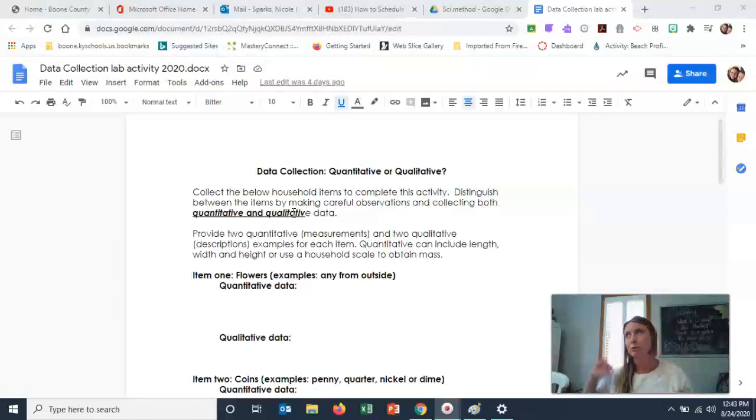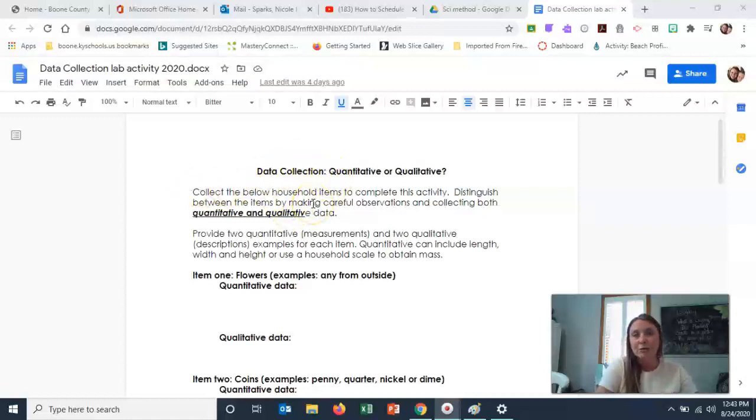For example, if we think about the weather outside, we might say today it was 98 degrees outside. That would be quantitative. And qualitative, I might say it was really sunny with few clouds, and you could feel the humidity. It felt sticky. That's a description, so that's qualitative. And that's what we're going to practice today with this data collection. This is the first at-home lab that you're possibly going to be doing.